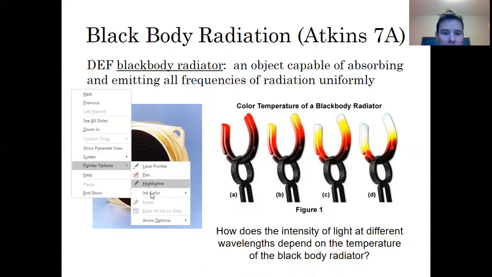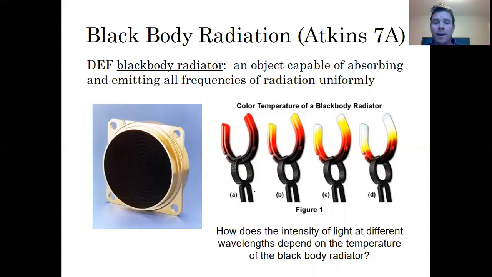Let me get my screen. My first time, we'll see if I can get my pointer set up.